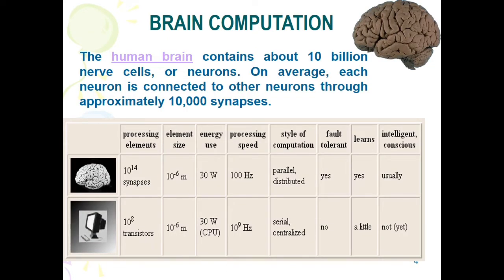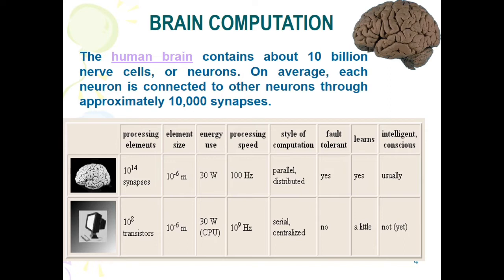According to the human brain, there are over 10 billion nerve cells or neurons. Neurons are the connecting part, and they decide the capacity of the human brain to store knowledge. On average, each neuron is connected to other neurons through approximately 10,000 synapses.